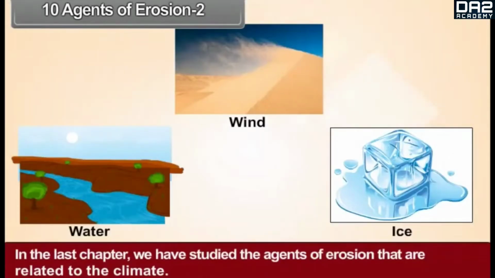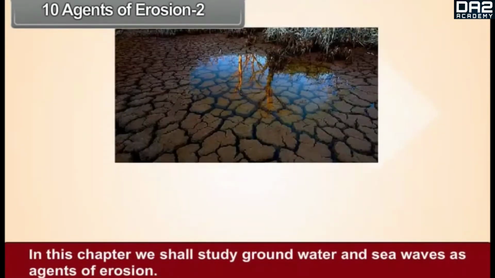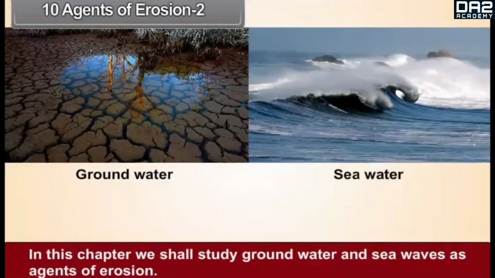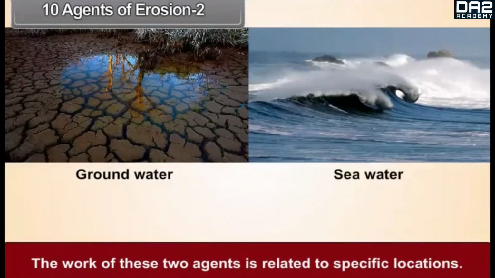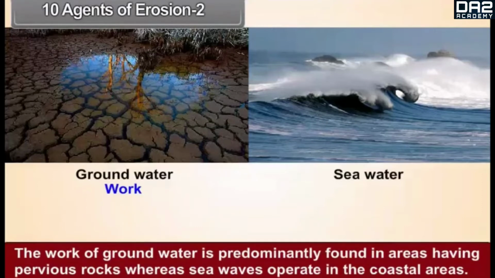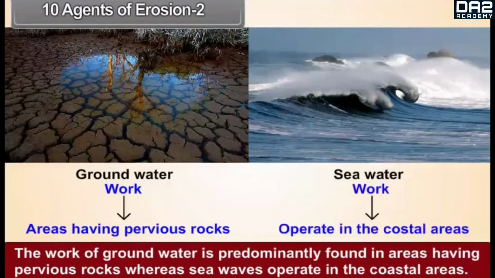In the last chapter, we have studied the agents of erosion that are related to the climate. In this chapter, we shall study groundwater and sea waves as agents of erosion. The work of these two agents is related to specific locations. The work of groundwater is predominantly found in areas having pervious rocks, whereas sea waves operate in the coastal areas.